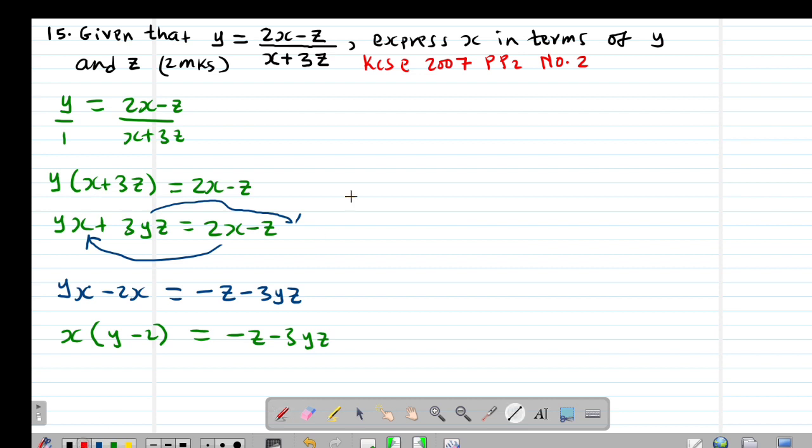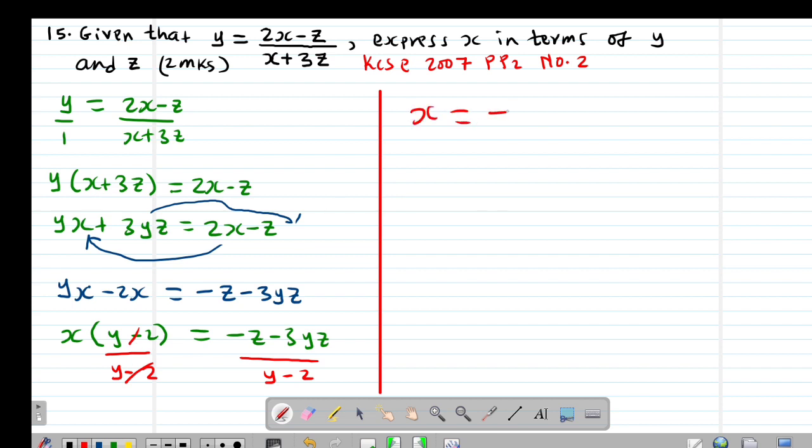Then if I divide through with the number that I'm having under the bracket, I divide through by y minus 2. I also divide through by y minus 2. So these two will cancel out. It means that x will actually be equal to negative z, then of course minus 3yz, then the whole thing divided by y minus 2.